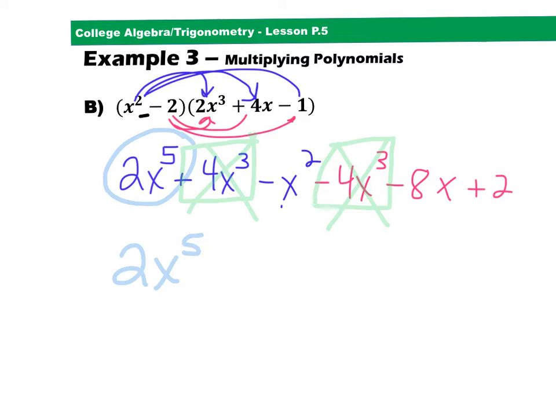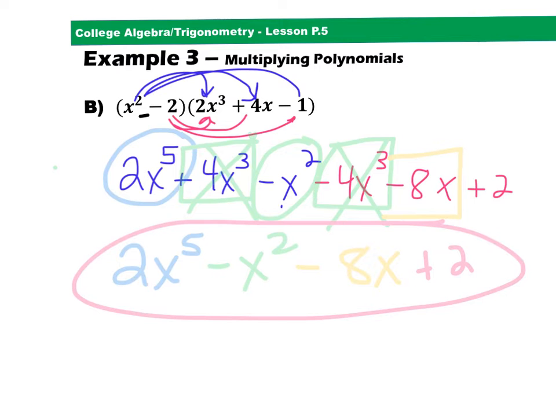Do you have to write the 0? No. So then I have negative x squared. Anything else have an x squared? So negative x squared. Good. Then I have what? Negative 8x. And then what's all by itself? Plus 2. Perfect.